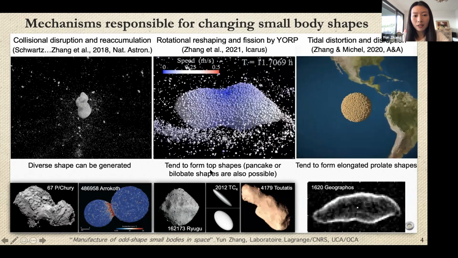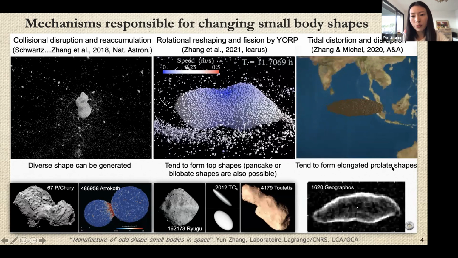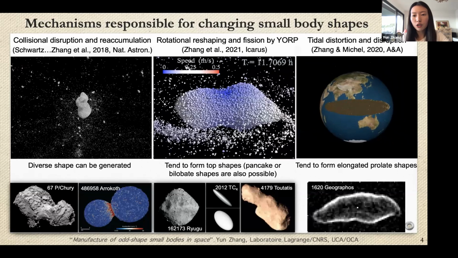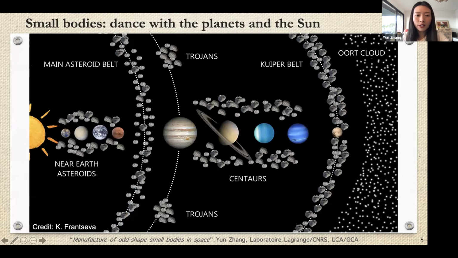Unlike these other two processes, which can generate different kinds of shapes, tidal distortion and disruption usually lead to an elongated, coalesced shape, like the movie shown here. These are all generated from our simulation. So ultimately, our understanding is that the shape evolution of a small body depends on its physical and chemical properties, and also its orbits relative to the planets, the Sun, and other small bodies.